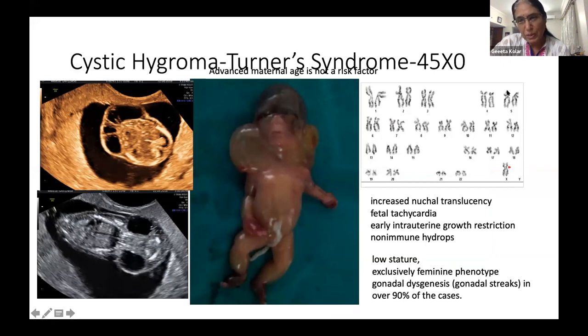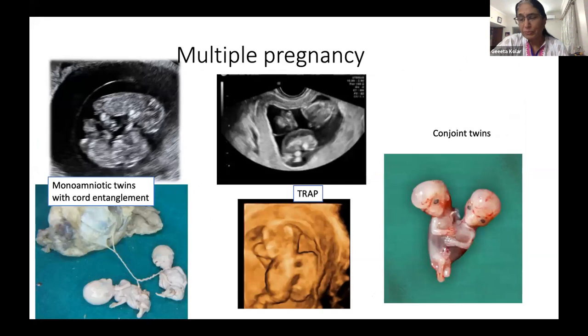That means if you do a karyotype, most often the karyotype would be 45XO. And again, if there is no cystic hygroma, there is another type of Turner syndrome where they have low stature, exclusively feminine phenotype, and gonadal dysgenesis. These cases cannot be picked up in the antenatal scan because they generally do not have a cystic hygroma, and it is only after birth that you can pick up the Turner syndrome phenotype.